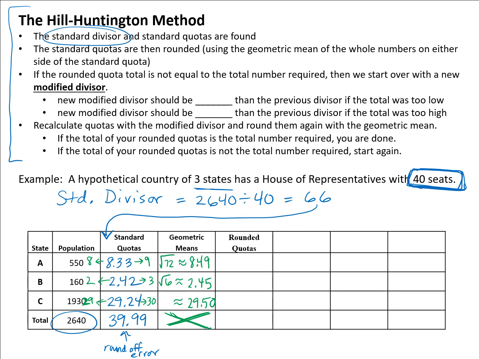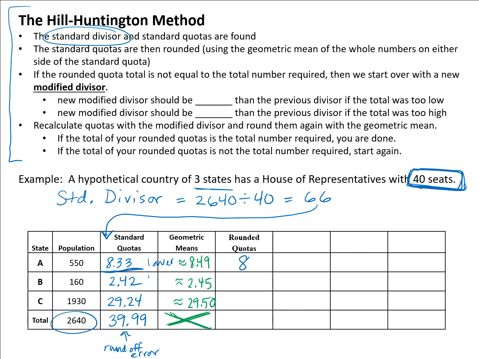Now, to make things a little clearer, I'm going to erase some of what I have here. Okay, because I just want to look at comparing the standard quotas with the geometric mean and figure out how to round them. So what we want to ask ourselves is, is our standard quota lower or higher than the geometric mean? If it's lower, then we round down. So the standard quota in the first one for state A is 8.33. That is lower than 8.49, so we round down to 8.